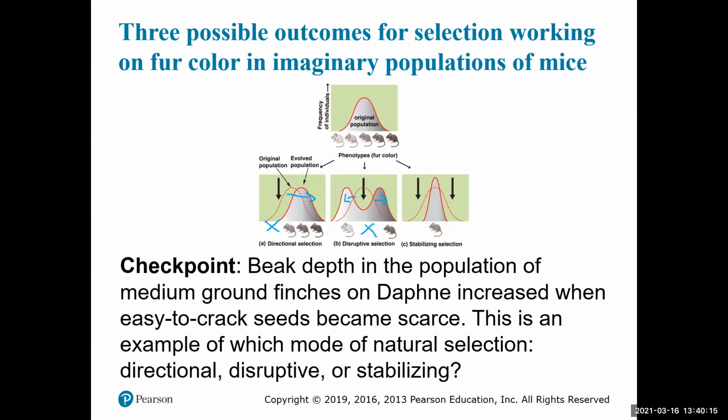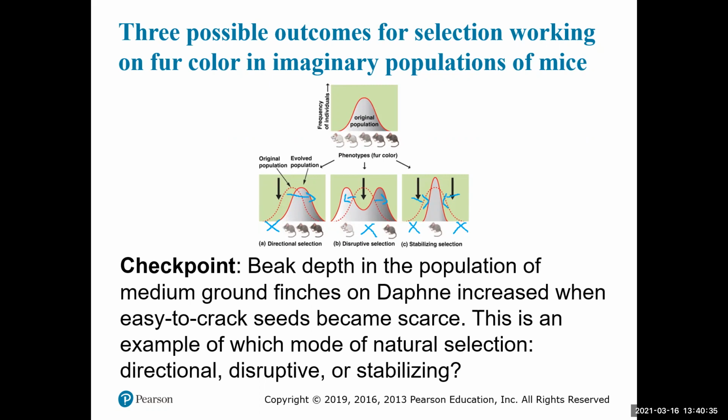Stabilizing selection says the opposite. It says gray is advantageous, whereas your extremes aren't, and so you lose your extremes, and we focus on the intermediate, the gray coat color. So now that's more advantageous, and that becomes more popular in the population.